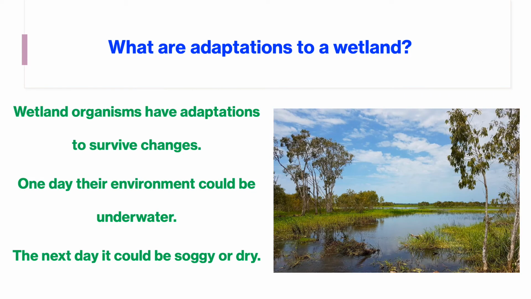What are adaptations to a wetland? Wetland organisms have adaptations to survive changes. One day their environment could be underwater, the next day it could be soggy or dry.